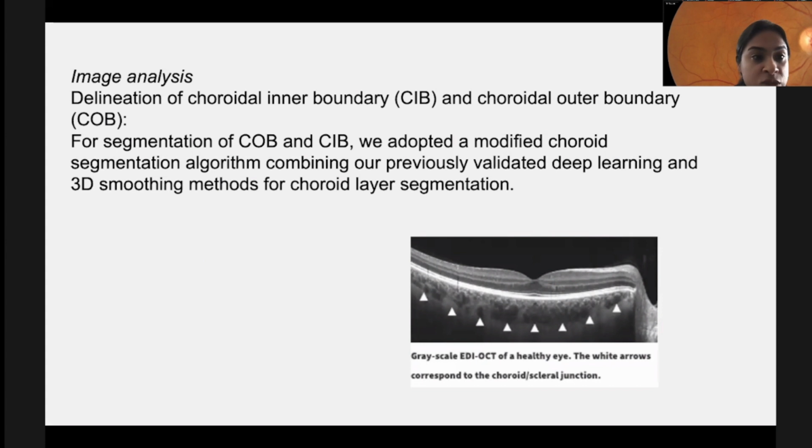For the image analysis, first of all, we did the delineation of the choroidal inner boundary and outer boundary. As you see in this picture, this is the choroidal outer boundary. There are two methods of doing it: one is a manual method and the other is automated. The automated method was devised by our group in a previous publication. For segmentation of the choroidal outer and inner boundary, we adopted a modified choroidal segmentation algorithm combining a validated deep learning and 3D smoothing methods for choroidal layer segmentation.